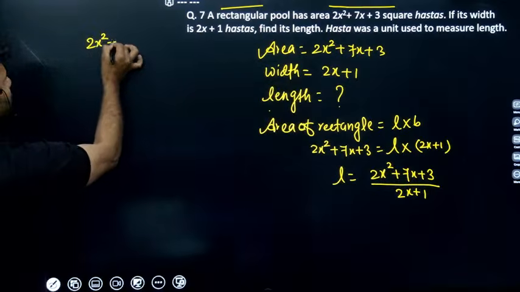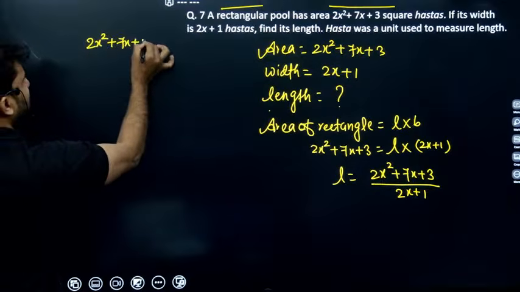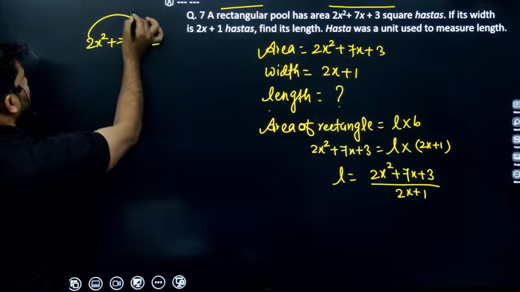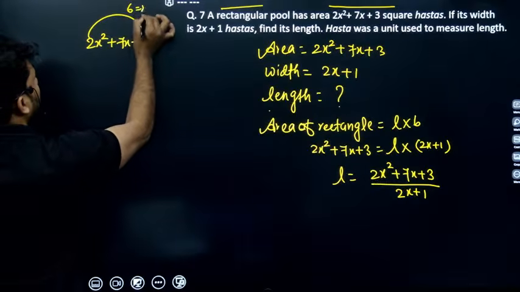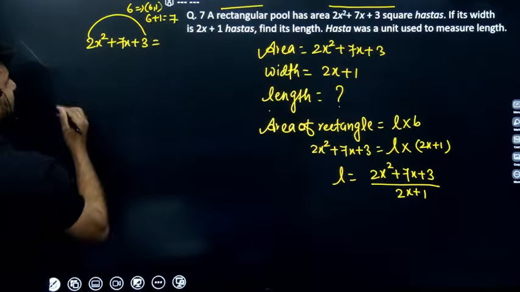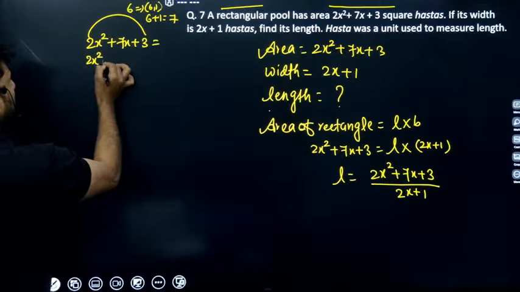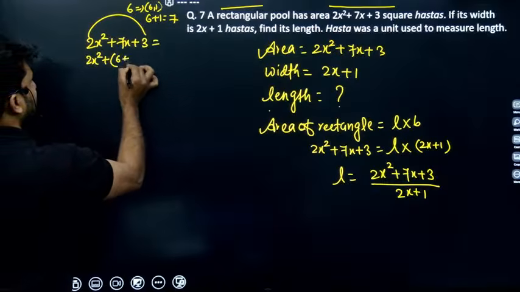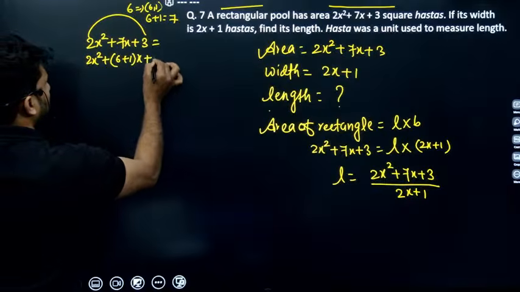Let's factorize 2x square plus 7x plus 3. Guys, what is 2 times 3? 2 times 3 is 6. And we can also write 6 as 6 times 1. And 6 plus 1 is 7, which is the middle term. So we can apply the middle term splitting method. So 7 can be written as 6 plus 1.